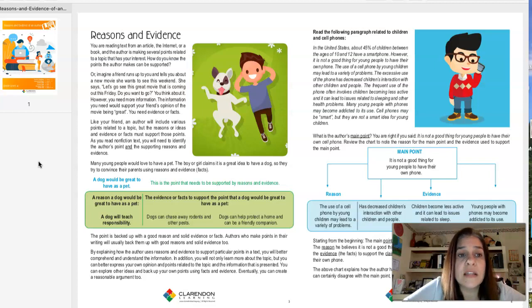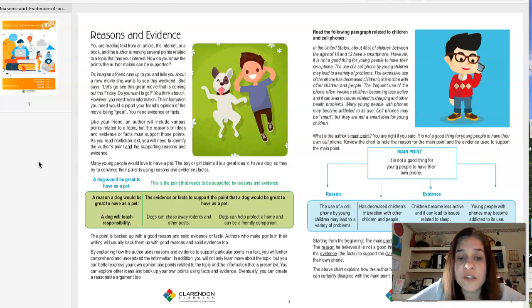This week's lessons in reading are going to be about, basically, can you determine what point the author is making? And did they supply valid reasons and solid evidence? Did they give you the facts to back what they're trying to get you to believe?